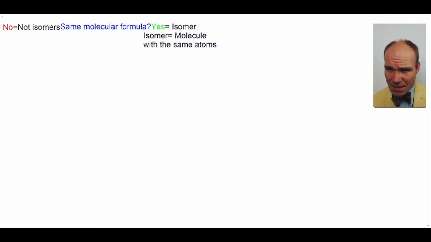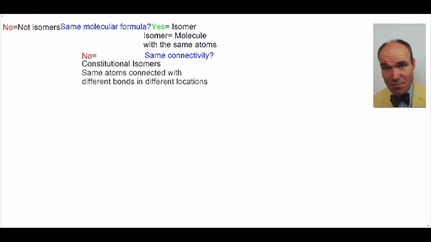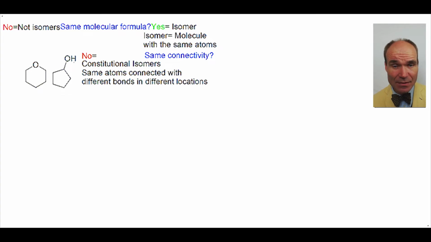Now, where there are isomers, the next question is, do molecules have the same connectivity? That's to say, the same atoms connected in the same manner. If the answer is no, then they are constitutional isomers. Thus, the same group of atoms are bonded together, but with different bonds to different individual atoms, as we see with tetrahydropyran on the left and cyclopentanol on the right.